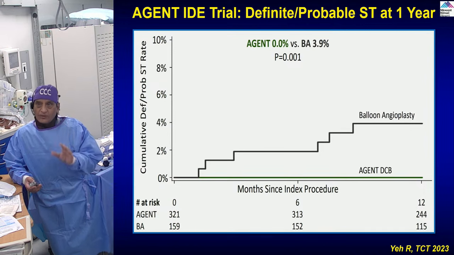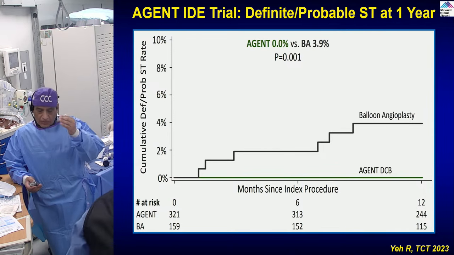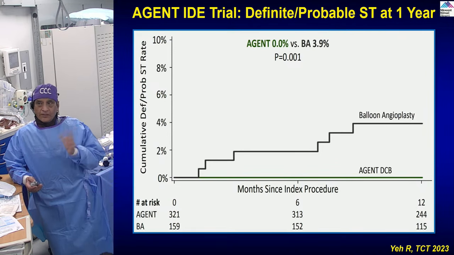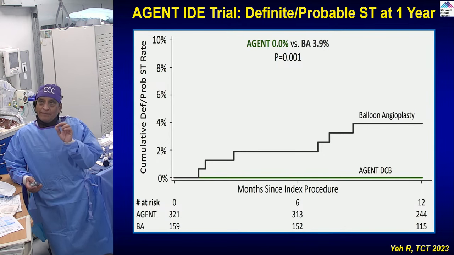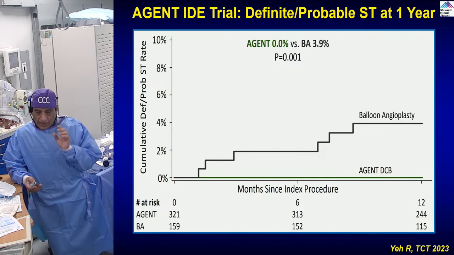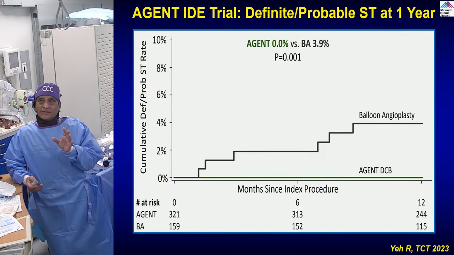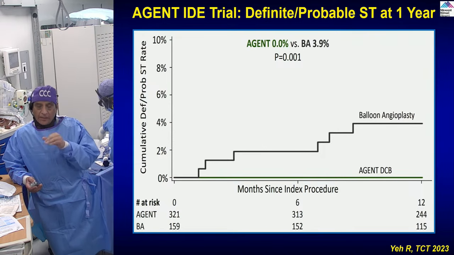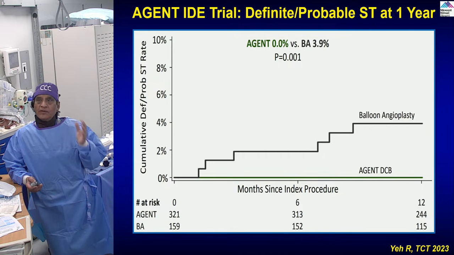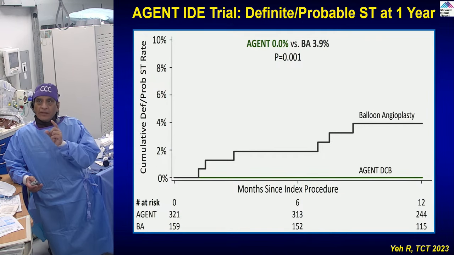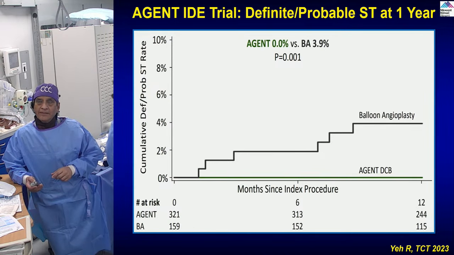Now, I cannot say for sure, because it is not in the presentation and has not been published, how many patients in the balloon angioplasty group got a stent, and how many bailout stents were done in the drug-coated balloon group. I was told in the drug-coated balloon group it is like 1 or 2%. But balloon angioplasty in other trials has been between 25 to 30%. I do not know because it was not shown. We went to the presentation again this morning, and it was not shown how many had a stent in the balloon angioplasty group in this IDE trial.